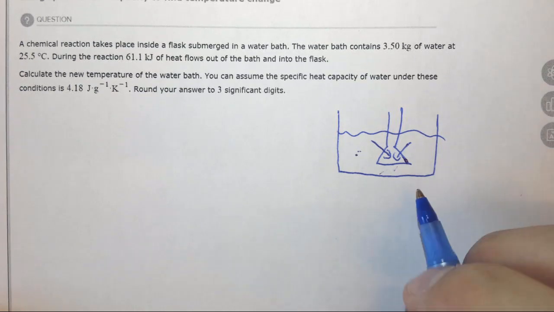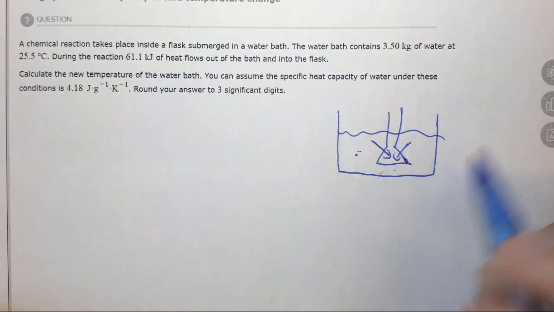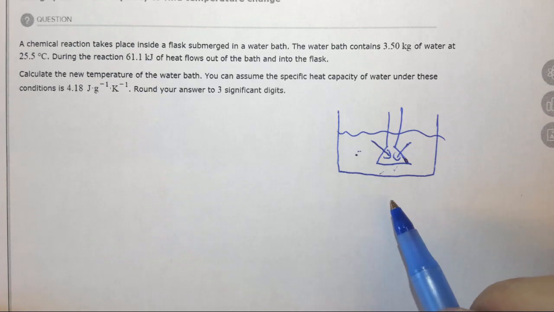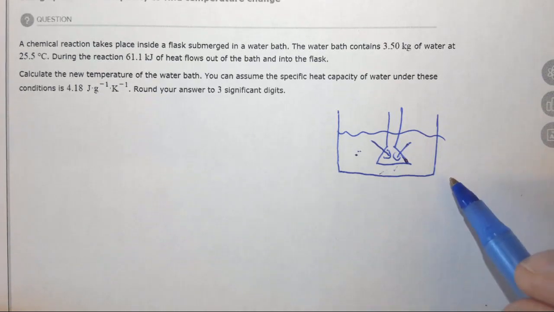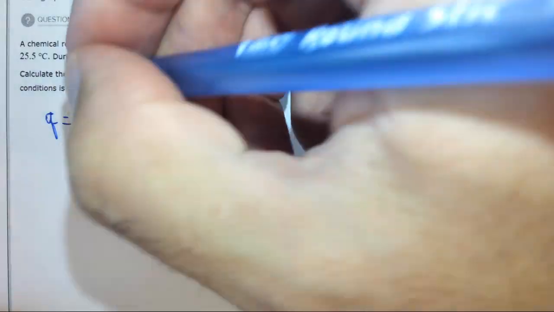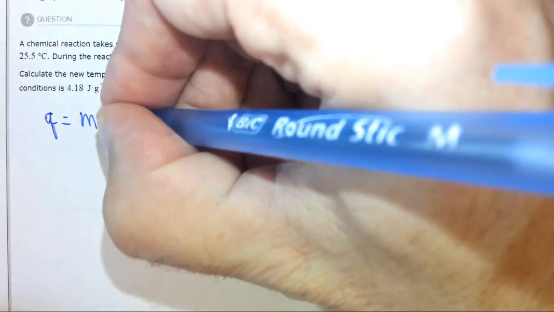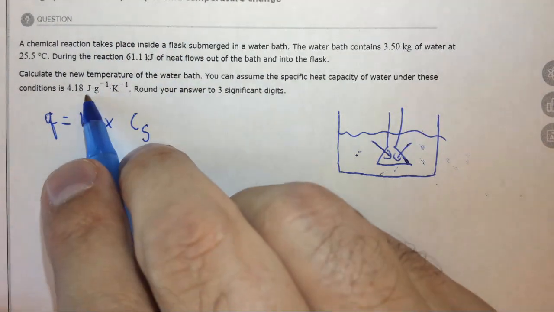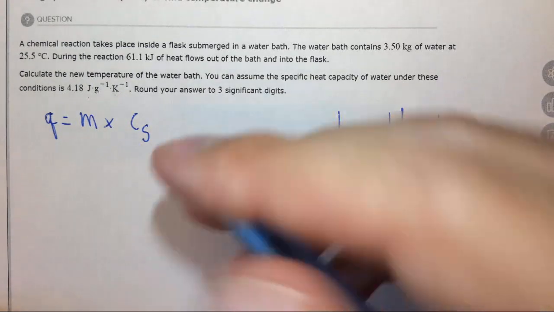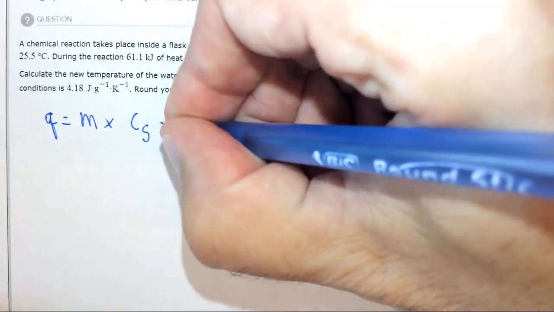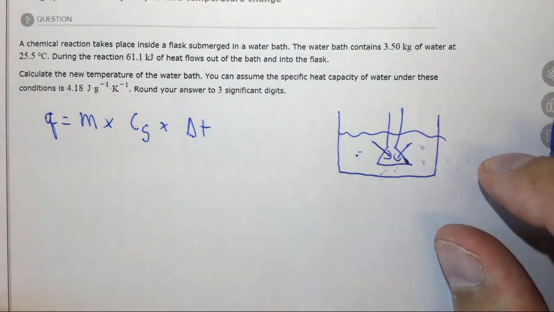In a previous video attached to this playlist, I talk more extensively about these equations and define the variables. But the equation that is going to be relevant here is Q, heat, in joules, equals mass in grams, times specific heat capacity in joules per gram K or C, times delta T, the change in temperature.